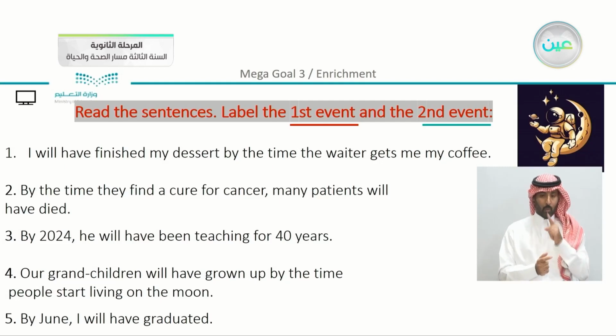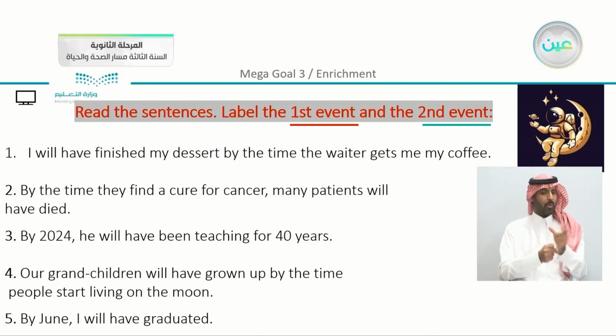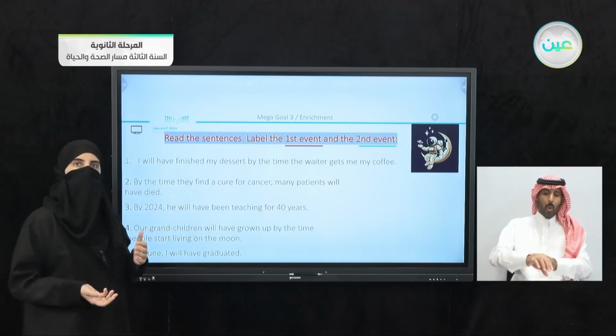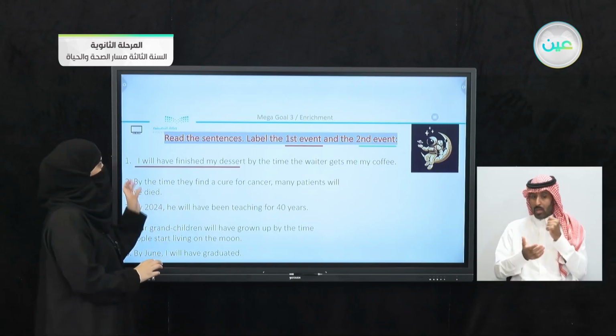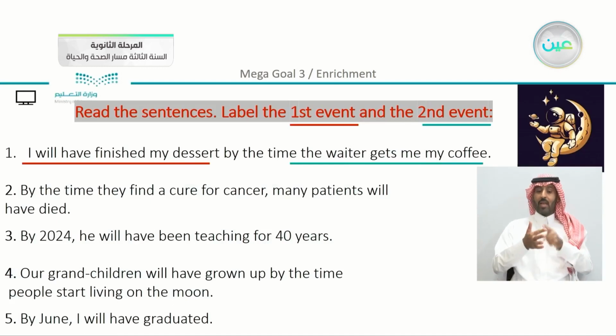I will have finished my dessert by the time the waiter gets me my coffee. So what is the word that indicates time here? We can say the time expression is going to be by the time. So what happened first? Now the first event is, we have here, I will have finished my dessert, and the second, the waiter gets me my coffee. By the time, this time you can see that it came at the beginning of the sentence.